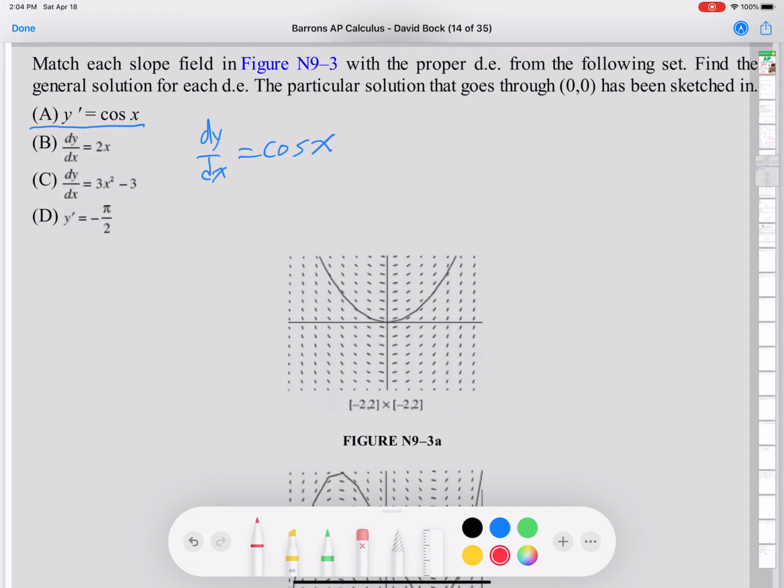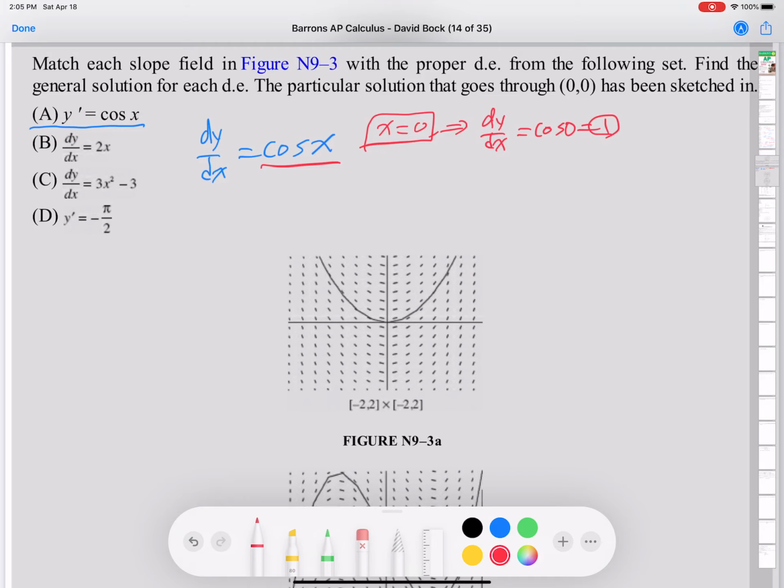Okay, what about starting from very easy stuff? If x equals 0, that means dy over dx is cosine 0, which is 1. So when x equals 0, the y value doesn't matter because that differential equation doesn't involve y. That slope should be 1. So which graph has a slope field whose tiny tangent line's slope is 1 when x equals 0? X equals 0 means what? It's on the y-axis, right? On the y-axis.